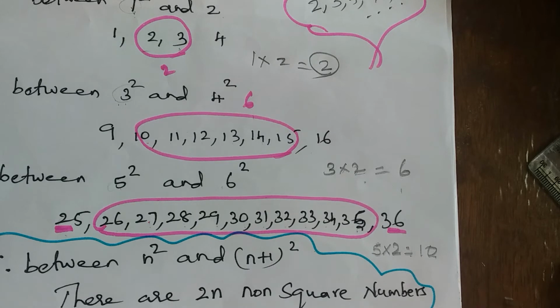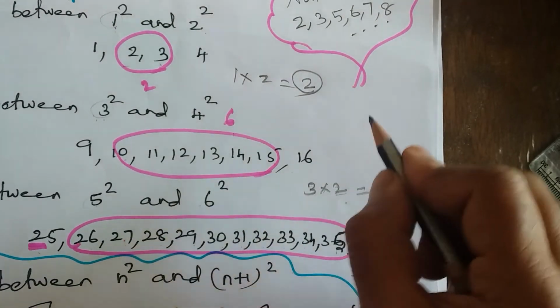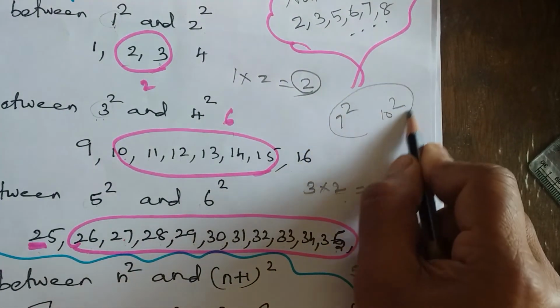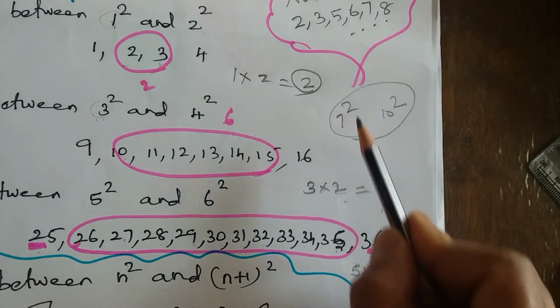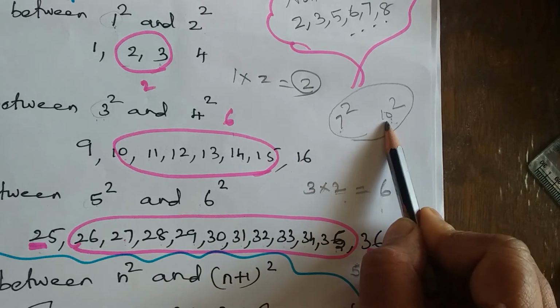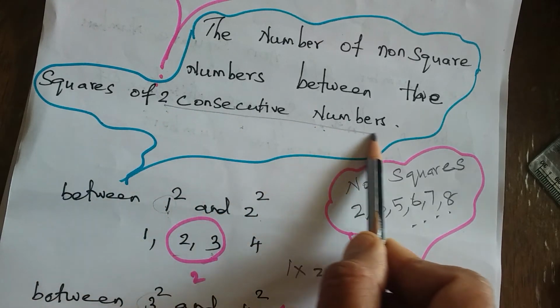And this method can be used only between two consecutive numbers. Suppose you want to find the number of non-squares between 7 square and 10 square, we cannot use this shortcut method, this formula, because 7 and 10 are not consecutive. They are not continuous numbers. So that is why the statement says very clearly between two consecutive numbers.